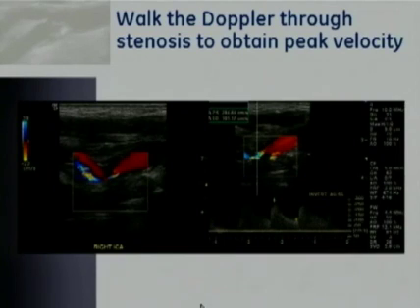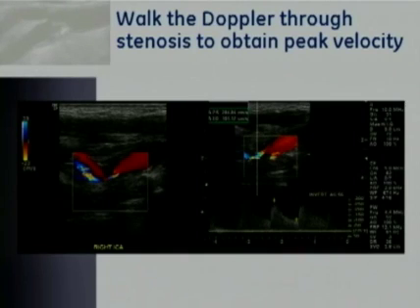This is just another nice example of walking the Doppler sample volume through an area of stenosis, but in this case, one of the things that I want to point out is the use of a larger sample volume. And this is something I want to talk about a little bit because a lot of times we have historic baggage that we've carried along with us from the person who taught us to do this study, and we don't really know why we're doing some of the things we're doing, but just that this is the way we were taught.